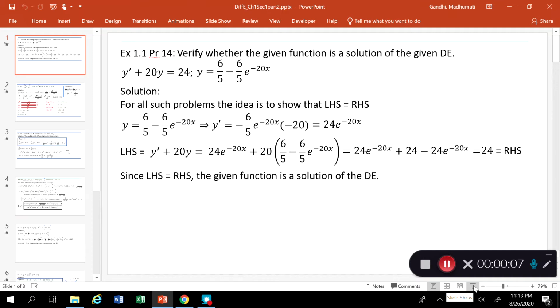Let's continue with section 1.1, that is chapter 1, section 1. Let me, nope, I don't want to pause it. Minimize it. Okay, good, let's go.